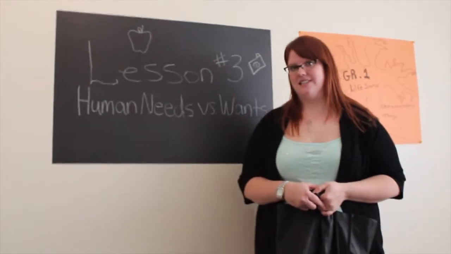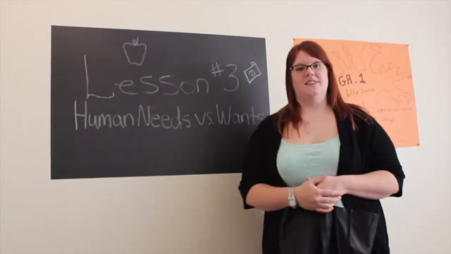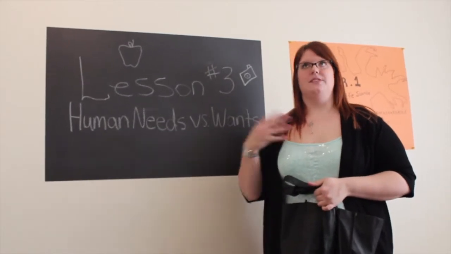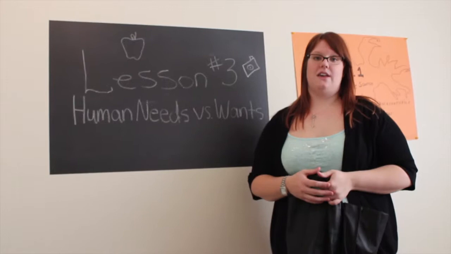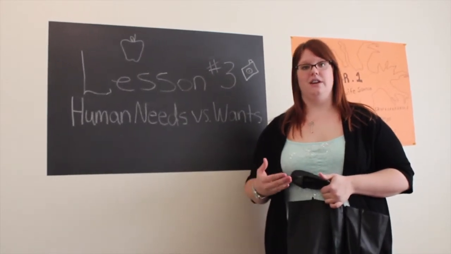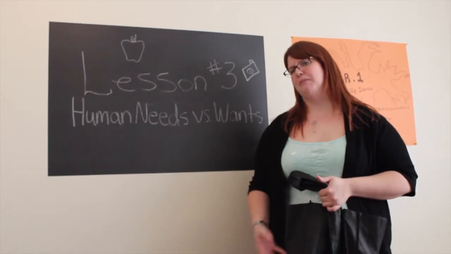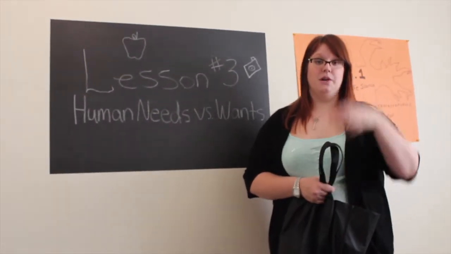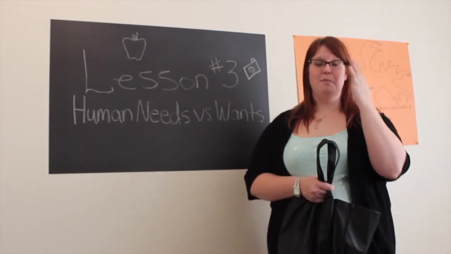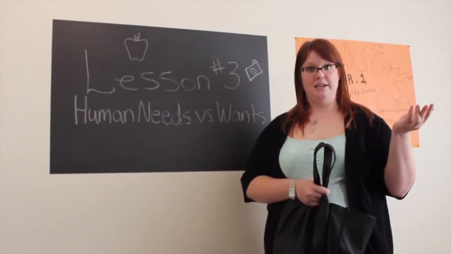Alright, now we're moving on to lesson number 3, human needs versus wants. So for this lesson, the purpose is for the students to understand the difference between a need and a want, so that they can carry this understanding on and relate it to animals and plants and the environment all around them. So some of the activities that we'll do within this lesson include a poem, which is included in our unit plan, which is on the wiki.